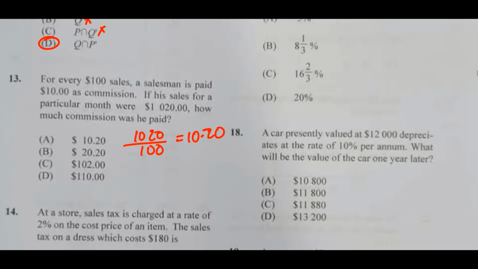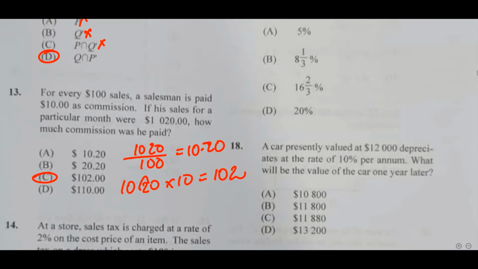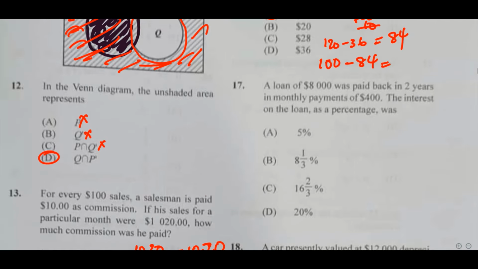So 10.2 times 10, because you can get $10 for every $100. So you get 100, and this is 102. So our final answer is going to be C. You could pause and work it before me. Let's look at number 17.